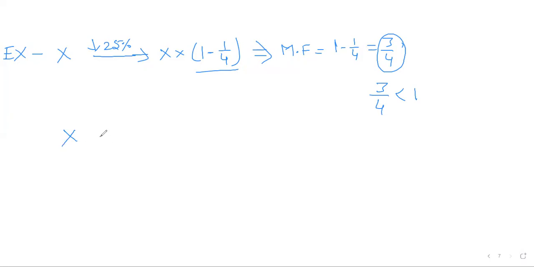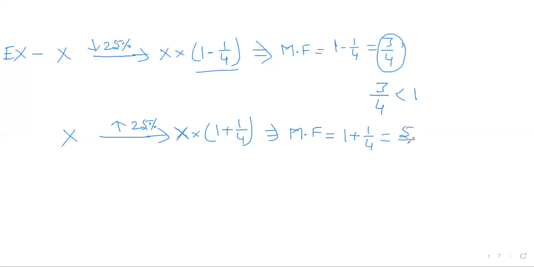And if we increase this X with 25%, the multiplication factor will be what? The multiplication factor is 1 plus 1 upon 4, nothing but 5 upon 4. And we all know that 5 upon 4 is always greater than 1. Right? Clear?